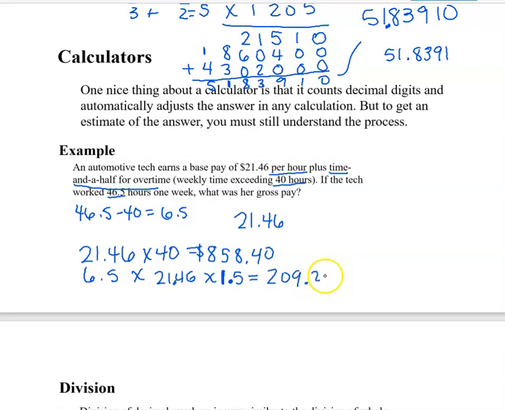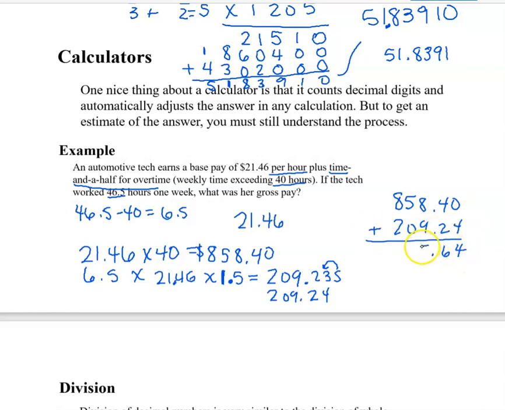Since it's 235, the 5 is going to make the 3 round up to a 4, because we're talking about money, so we have to stop at the second decimal place. Then last, we would want to add those two together to figure out what the total pay was going to be. You could also do this part in your calculator. And so they would have a total gross pay of $1,067.64.